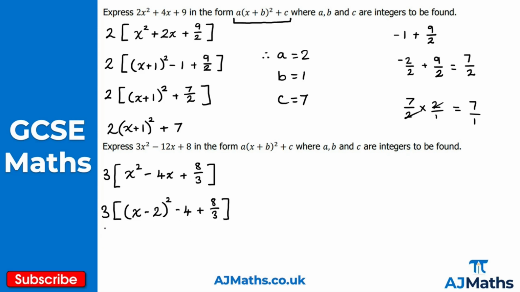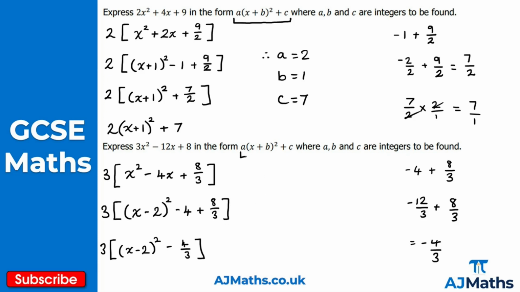And again here, all we do is keep simplifying as we go. So we get 3 lots of x minus 2 all squared, and we've got minus 4 plus 8 over 3. Again, we just need to put this over a common denominator, so that would be minus 12 over 3 plus 8 over 3. Once we've got this over a common denominator, we can clearly find the solution. This would be minus 4 over 3. And again, we want it in this form here.